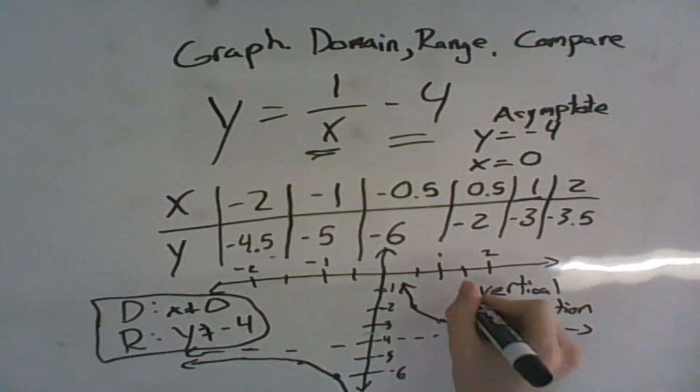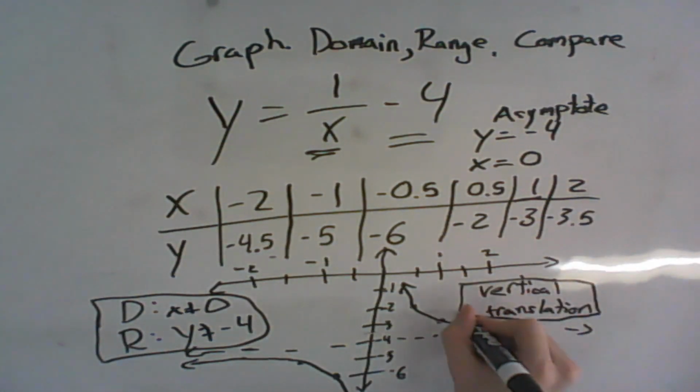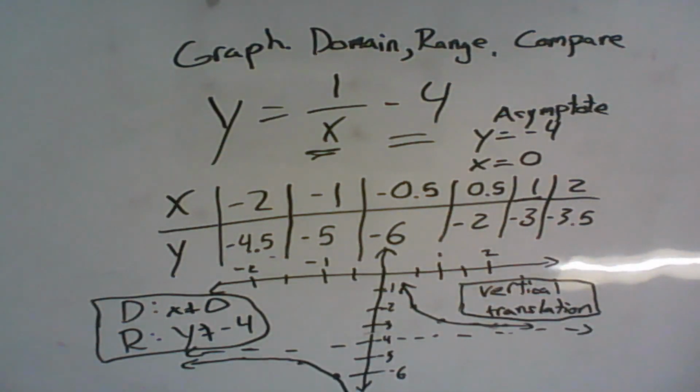Oh yeah, you had boxed this answer too. Do you have to do the number? No, you just need to say vertical translation, horizontal translation. That's it.